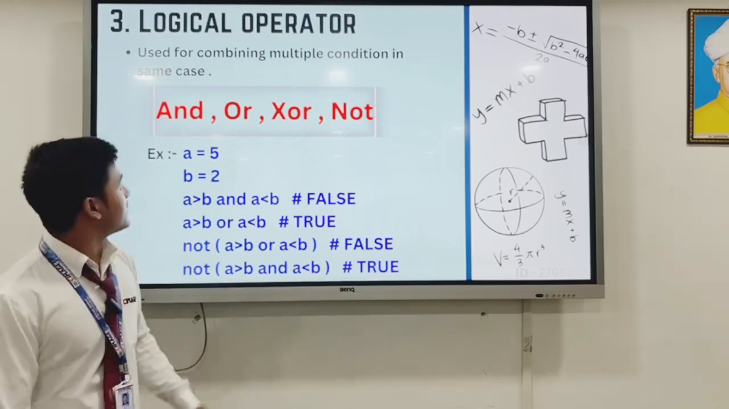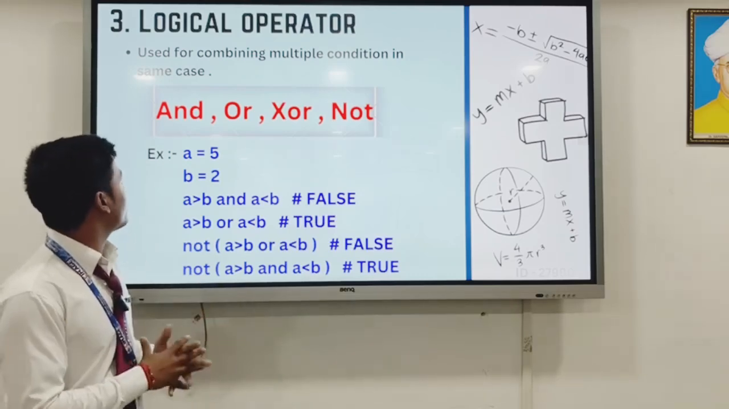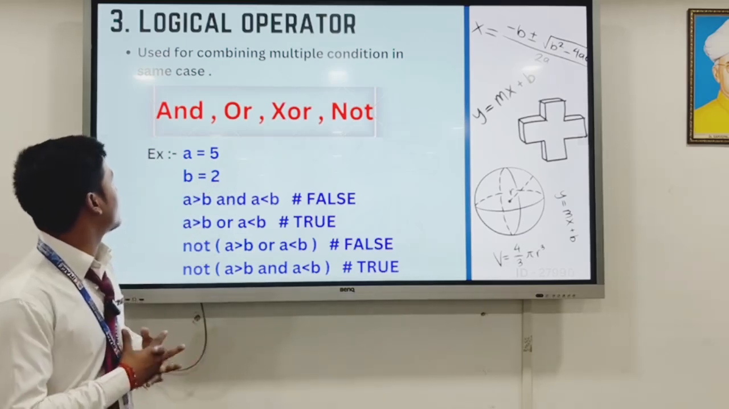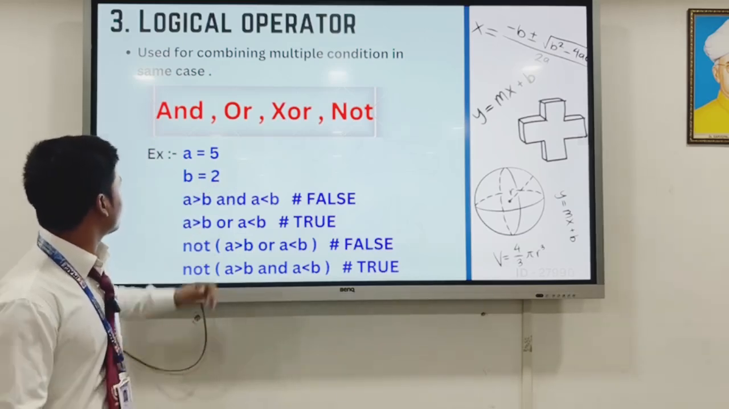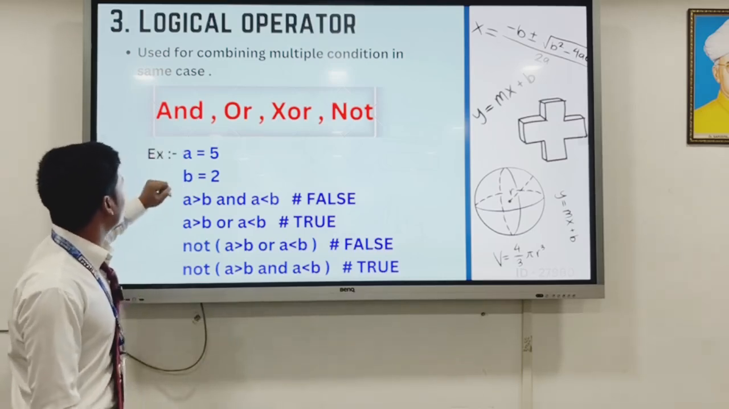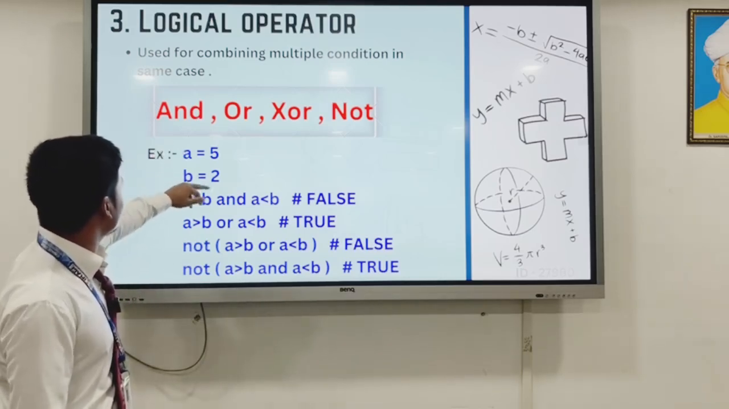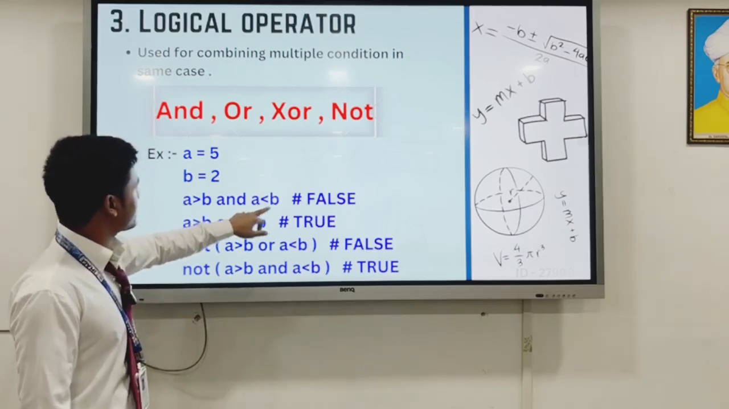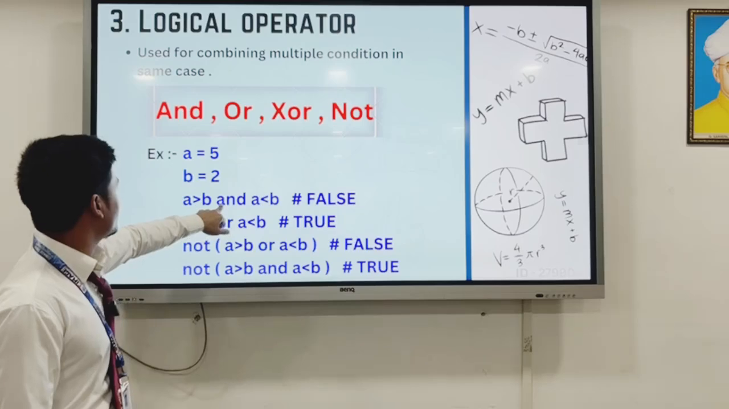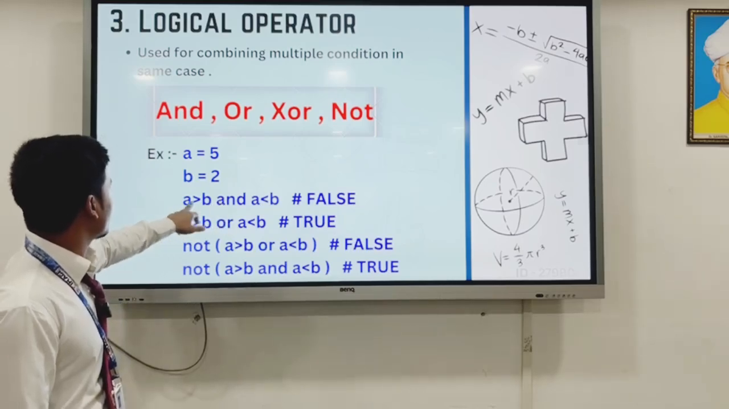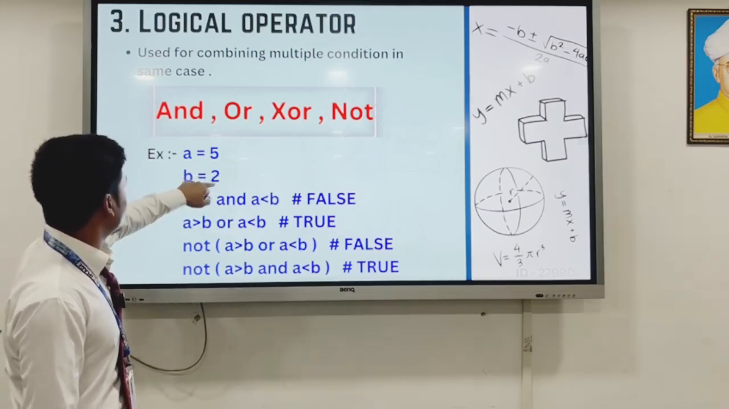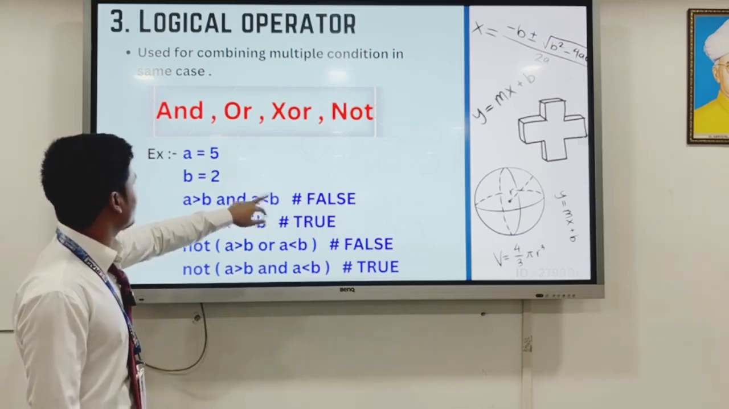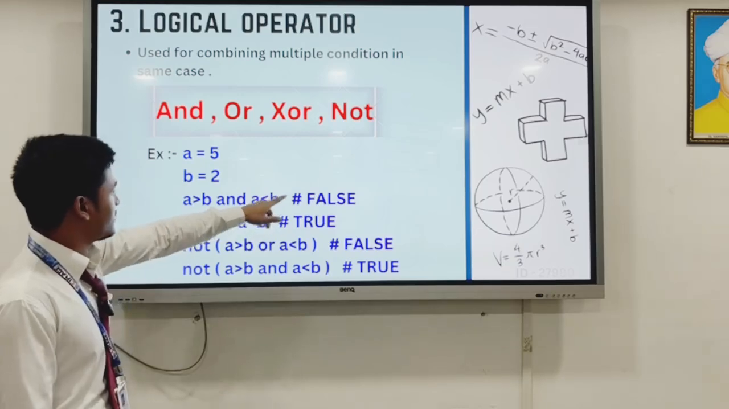Logical operator. It is mainly used to combine multiple conditions in the same case. And, or, not are the symbols of logical operator. Here is also an example of logical operator. A is equal to 5 and B is equal to 2. So A is greater than B and A is smaller than B, and we use AND for the comparison. 5 is greater than B, true, and 5 is smaller than B, false. So our output becomes false.